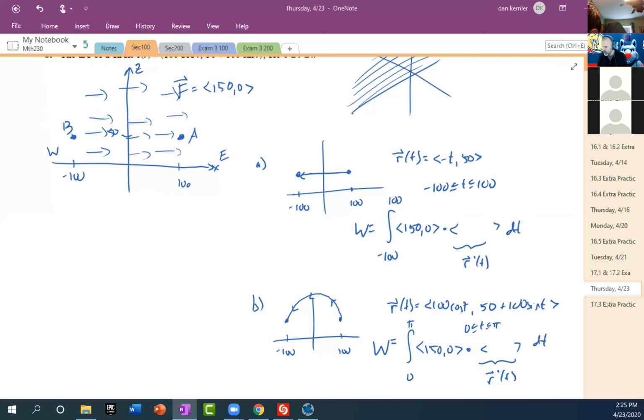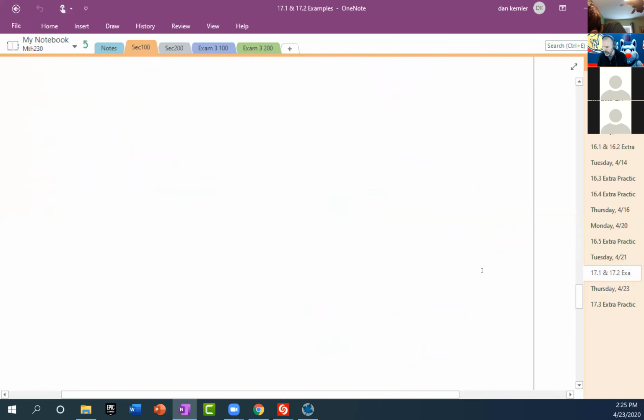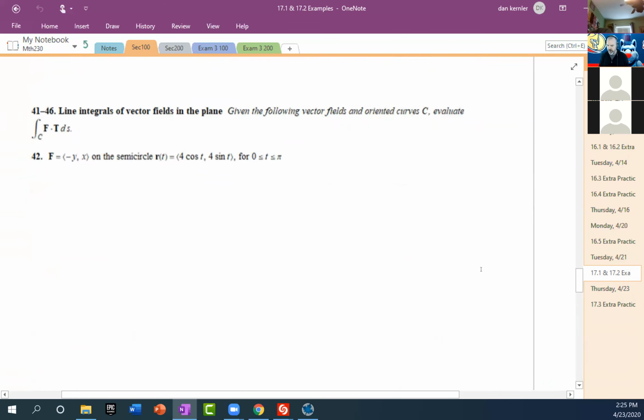So let's do, I think we had 1 or 2 examples left over from the 17.2 practice. Again, these are just ones from the homework I pulled up for some extra practice. All right, so we're gonna do number 42. This one is just a line integral.